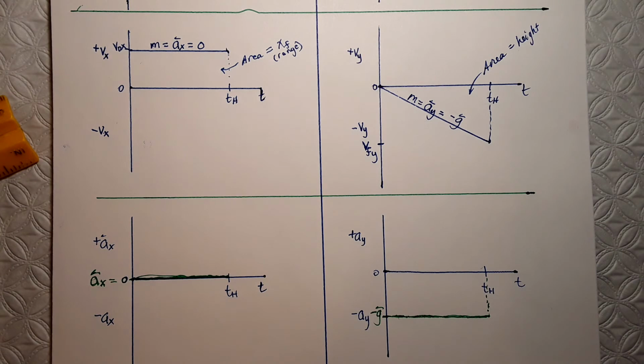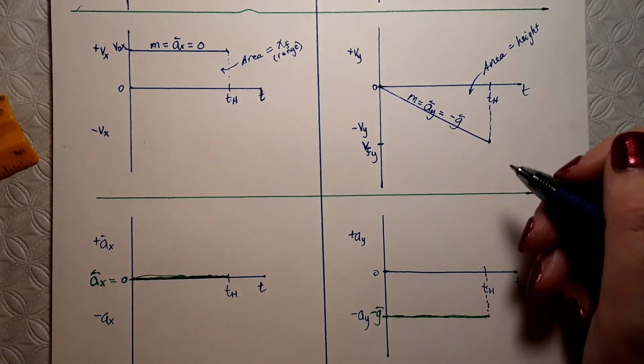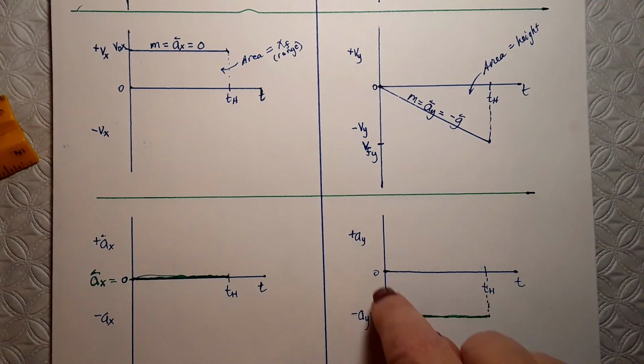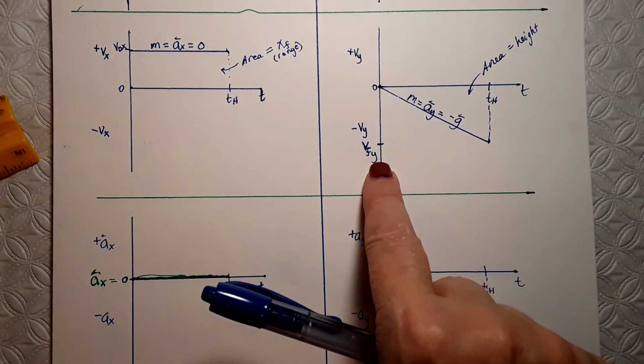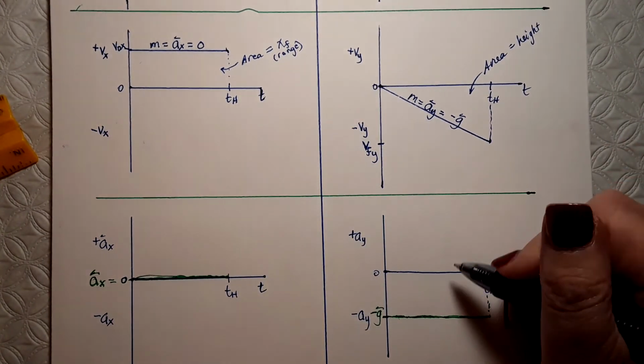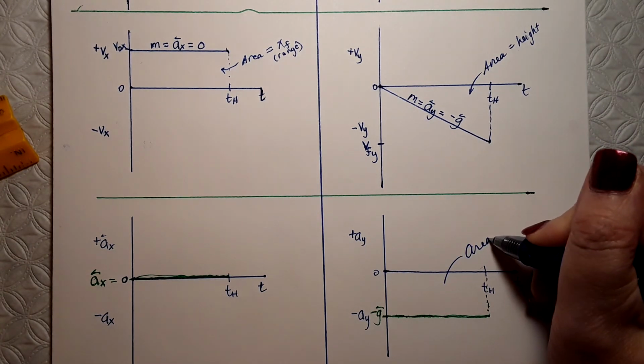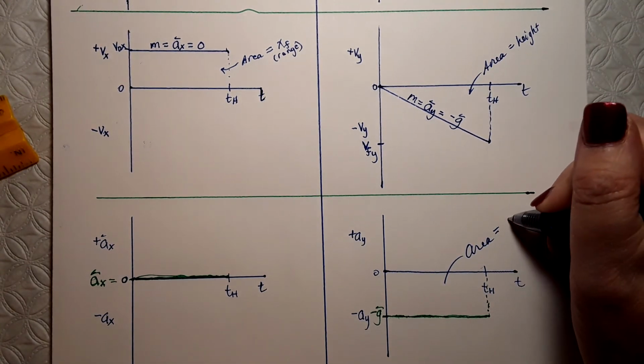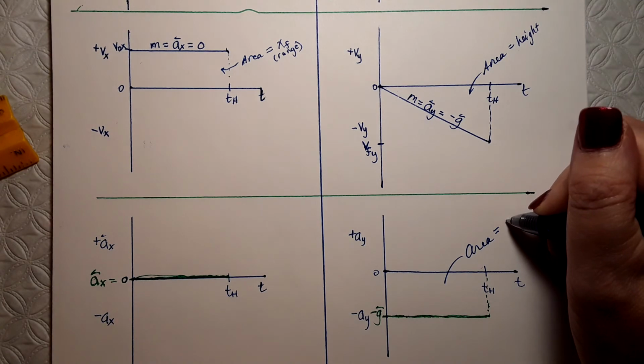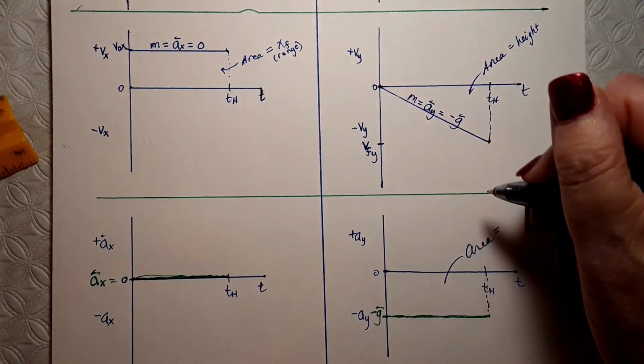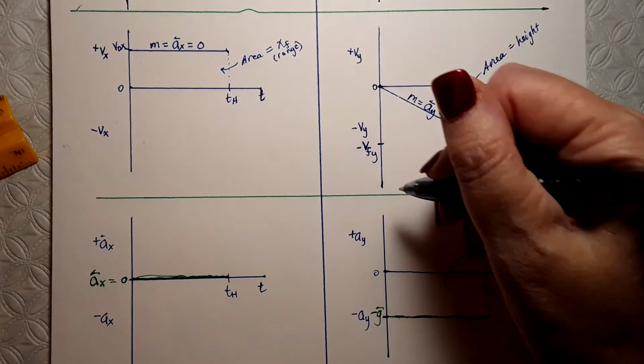Kind of cool, huh? Now, some of you may be thinking, well, see that the slope is 0, but slope doesn't have any meaning on an acceleration time graph, but the area does. What would be the area? Well, for an acceleration time graph, the area is the change in velocity. So from 0 to the hang time, the area here would equal the change from 0 to negative VFY.